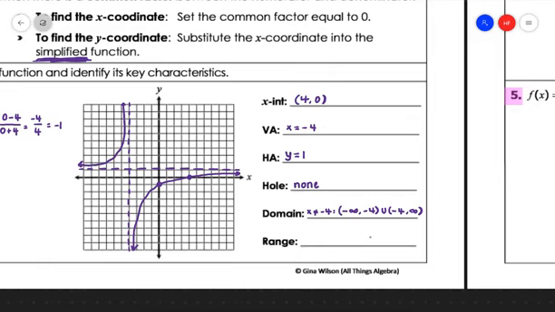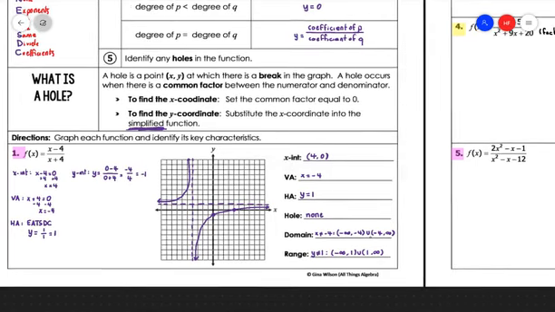And then same thing for the range. Our range goes all the way across the y-axis except for where y equals positive 1. And so we go down from negative infinity all the way to 1. And then we start again right after 1. So that's what our graph would look like on number 1.